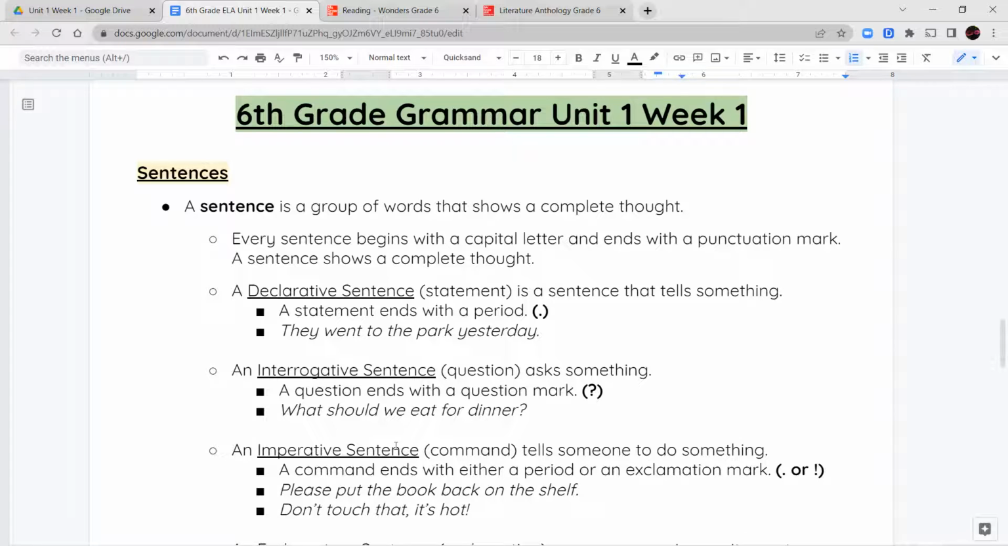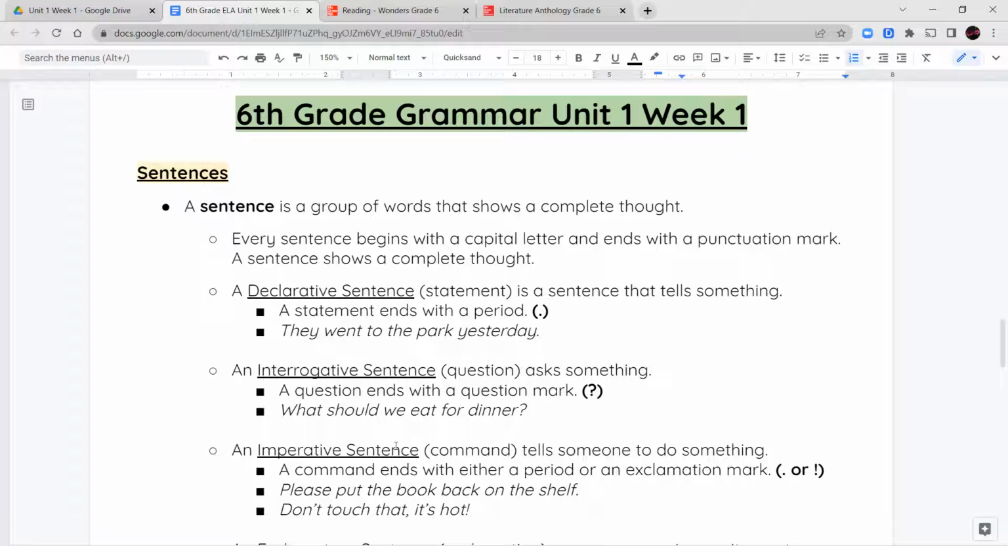So this is going to be some basic review stuff in the beginning. So we're going to talk about different types of sentences. So a sentence shows a complete thought. It has to begin with a capital letter and end with some kind of punctuation. So a declarative sentence, or a statement as you've probably heard it called before, tells something. To declare means to tell something or to share a piece of information. It ends with a period.